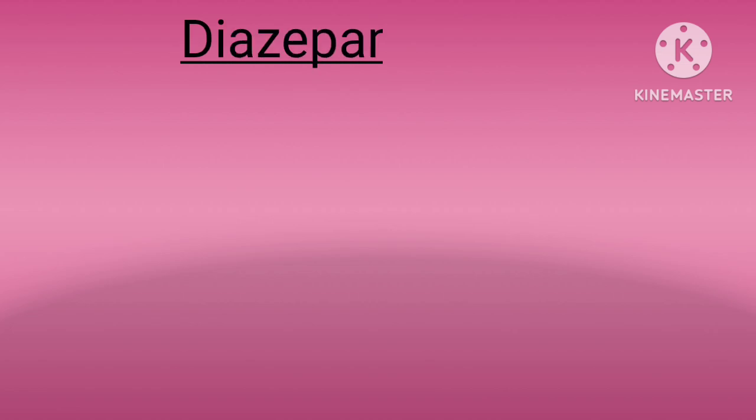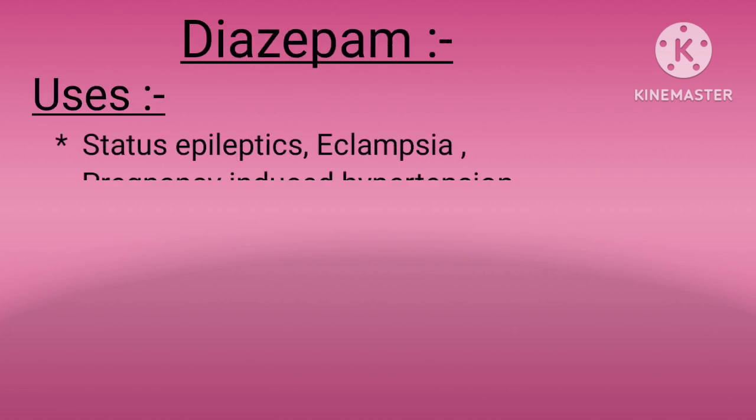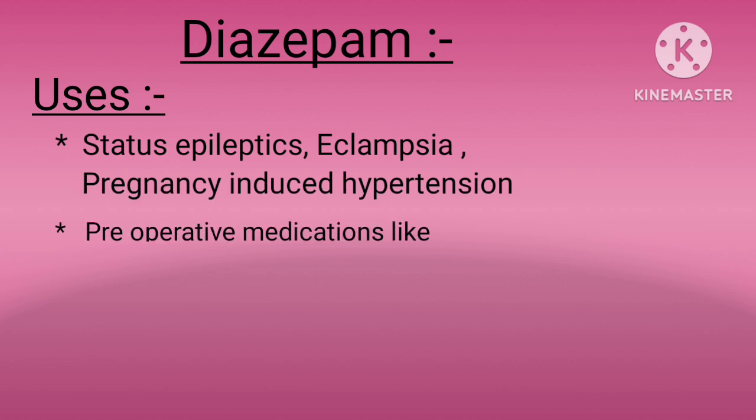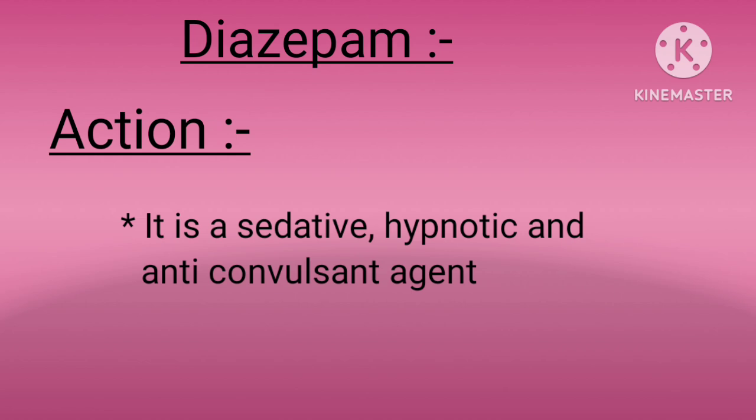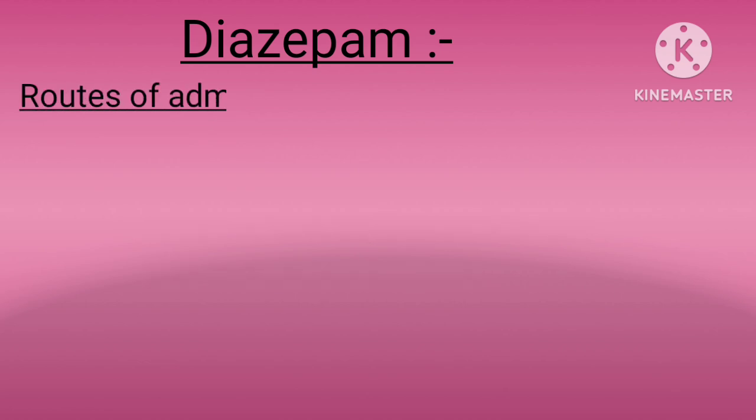Next is diazepam. It may be injection or tablet. So uses are status epilepticus, eclampsia, pregnancy-induced hypertension, preoperative medications for operations like DNC, that is dilatation and curettage, MTP, medical termination of pregnancy, and laparoscopy, etc. Actions, it is a sedative, hypnotic and anticonvulsant agent. Routes of administration, it may be oral, IM or IV.